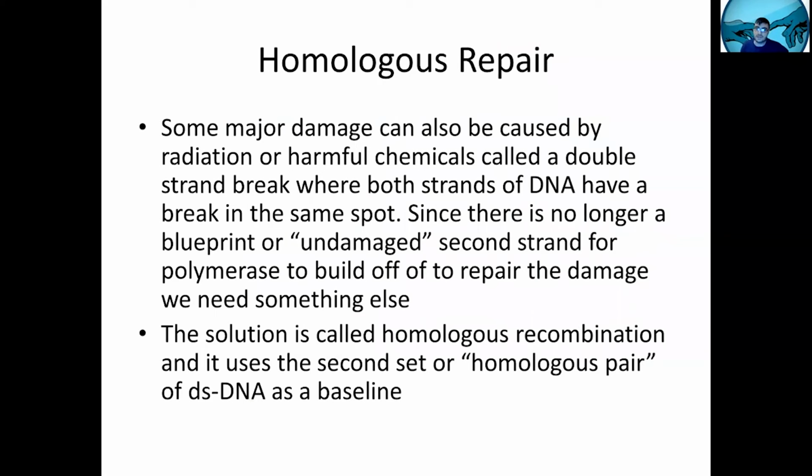Okay, those are the types of mechanisms we have for single-stranded damage, but some major damage can also be caused by radiation or other harmful chemicals, called a double-stranded break. This means that both strands of DNA have a break in the same spot, where they have damage in the same spot. Since there is no longer a blueprint or undamaged second strand for polymerase to build off of to repair the damage, we need something else.